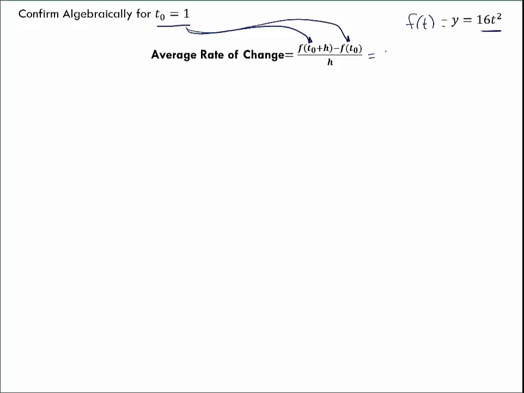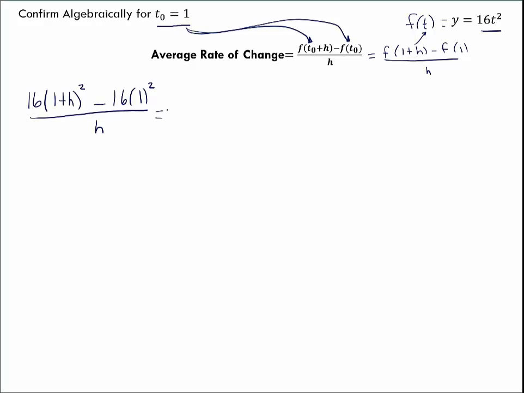So let's do an extra step here. I'm going to just show you that I'm replacing my t sub 0 with a 1. That's all I did. Now I'm going to replace my t with a 1 plus h and then my t with a 1. So this is going to become 16. Where I see a t, I put 1 plus h. It's squared, so that's my 16t squared. Minus, now my f of 1, which is going to be 16 times 1 squared, all over h.